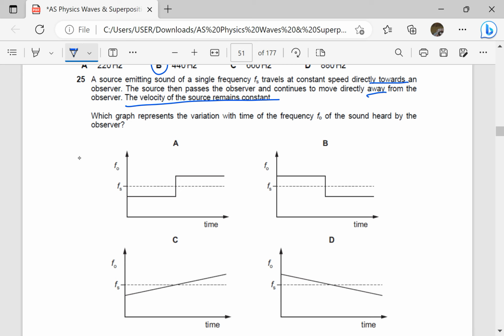So this one is showing the frequency initially below and then higher. That one is not true, because when it is moving towards, the frequency is initially above, and then when it moves away, it becomes below. So this is going to be B. The rest are not correct, of course. This won't be a straight line. Since the speed is constant, this cannot be a straight line. It would be a straight line like this if the speed was increasing or decreasing. So this one also cannot be true.